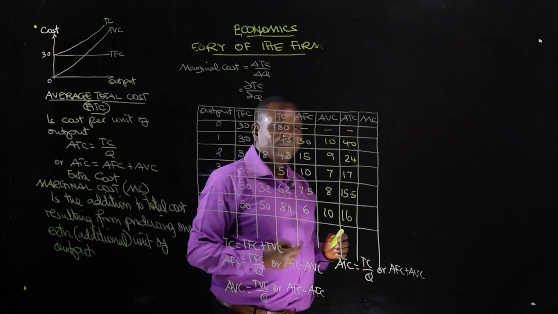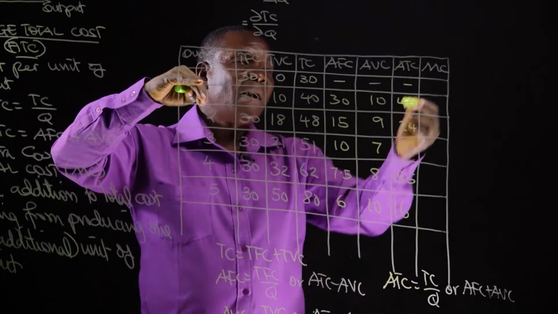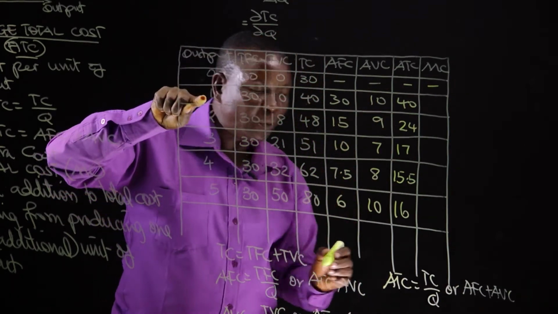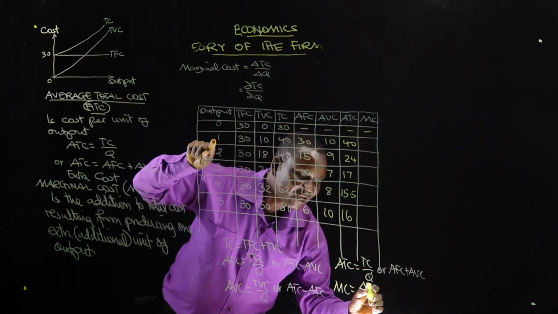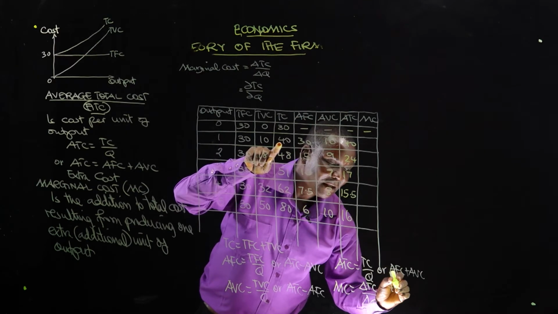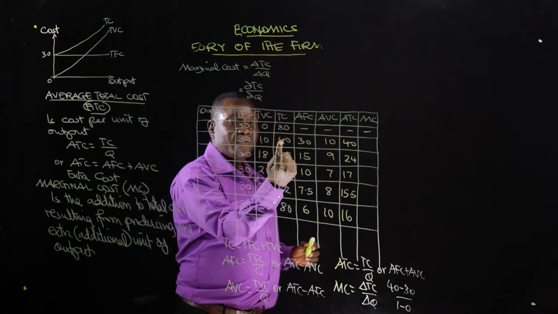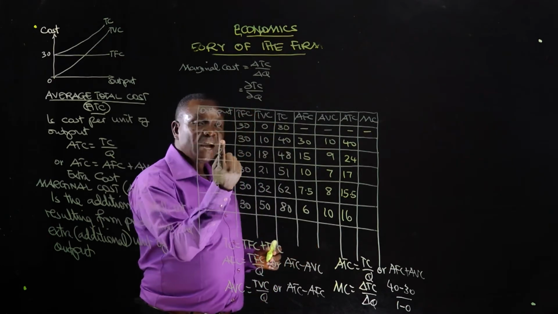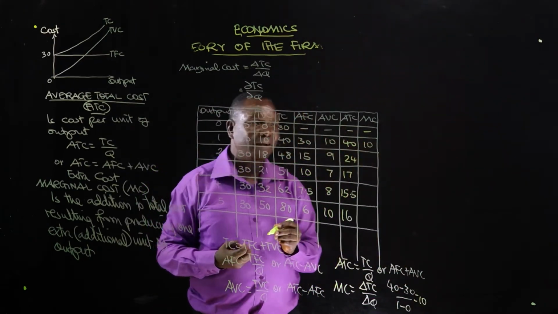Then we go to marginal cost. Change in marginal cost. When output is 0, marginal cost is undefined. Now, to get marginal cost for the first output, marginal cost, we have said it is equal to change in total cost over change in output. It is the same as what? We take 40 minus 30 divided by 1 minus 0. 40 change in total cost, 40 minus 30. Change in output, 1 minus 0. We get this is equal to 10. So we write 10 here.